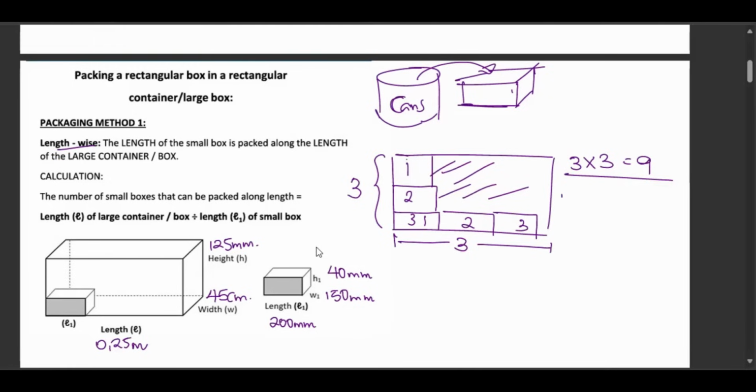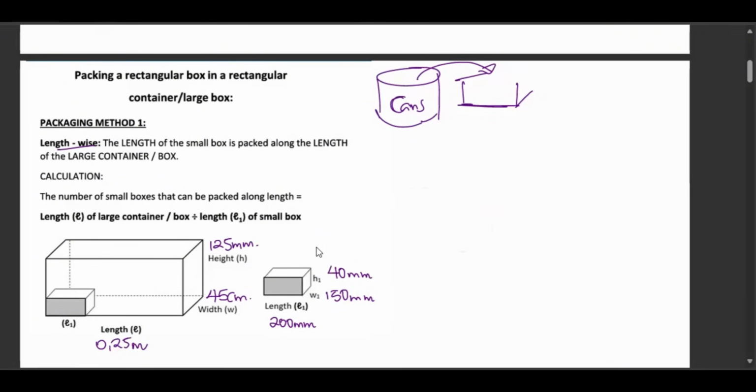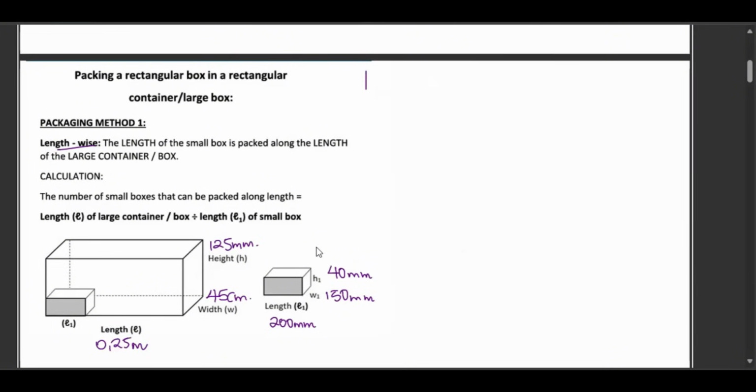Okay, let's come back to our example that we have here. We are going to pack small boxes into the big box. But as I said, we shall need to convert the units first. All right? So you're going to allow me to do this very fast. We are saying the bigger box. Let me write big here.